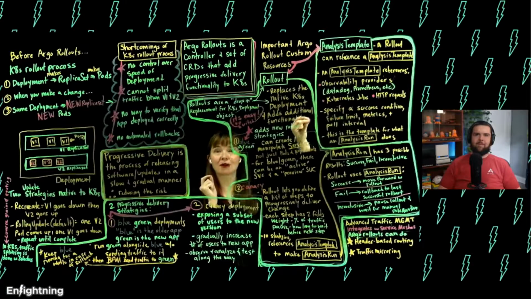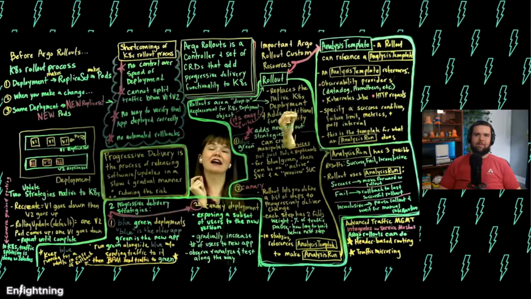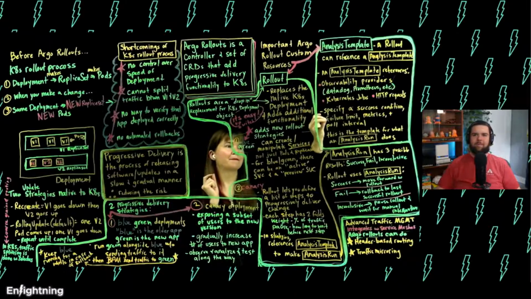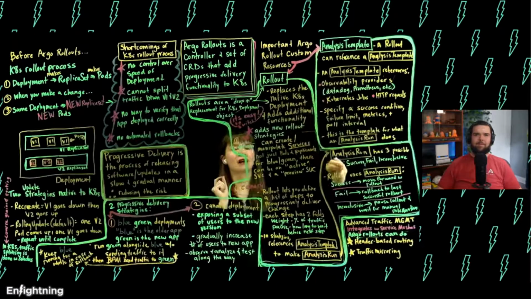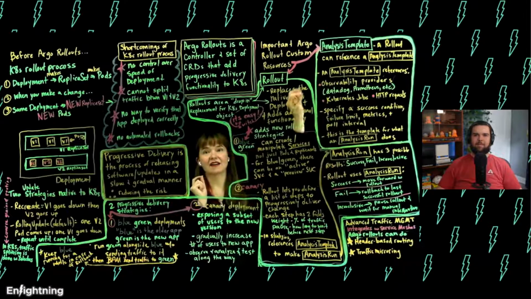You also, as part of your template, specify a success condition and then a failure limit. You specify your metrics and your poll interval. But I think the important thing is that success condition, like you're defining success. And then an analysis run is an instance of an analysis template.